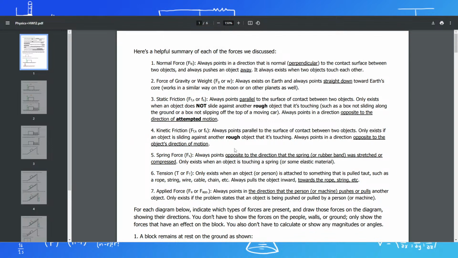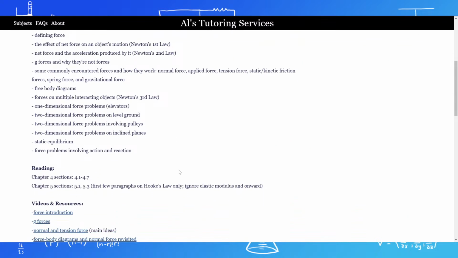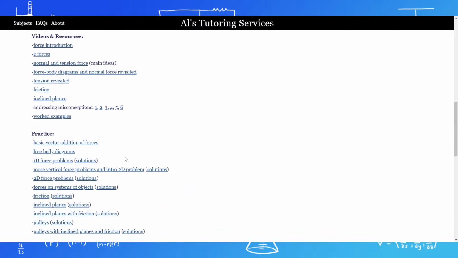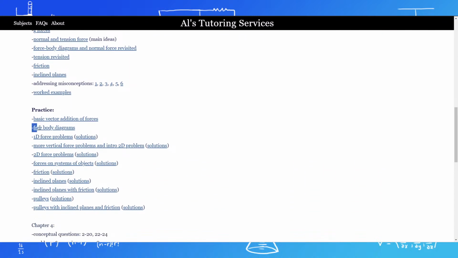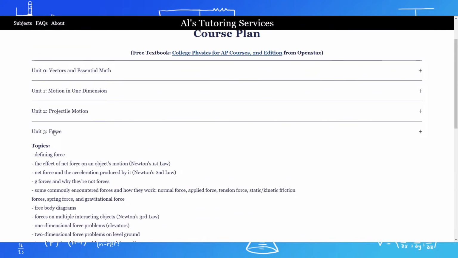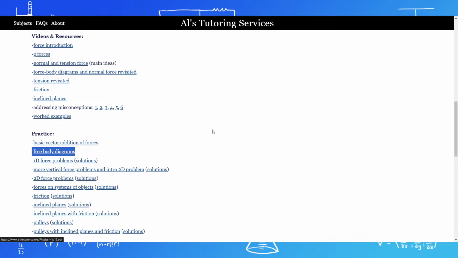Make sure you know which forces are present when. And if you are looking for this, you can either just take a screenshot right now of this frame, or you can go to the course plan, again linked in the description, and go to right here under practice, free body diagrams for Unit 3. If you go to this, that will get you that PDF.